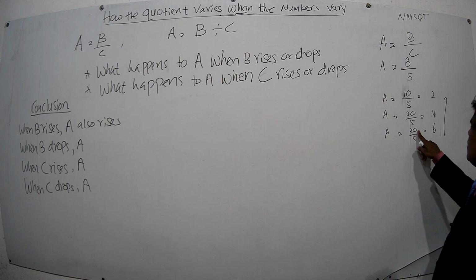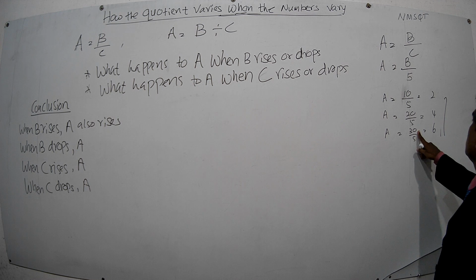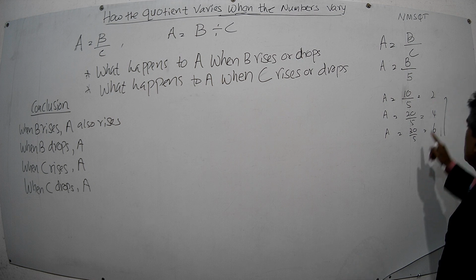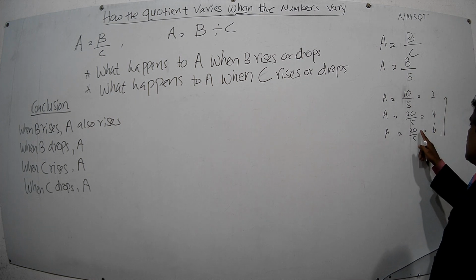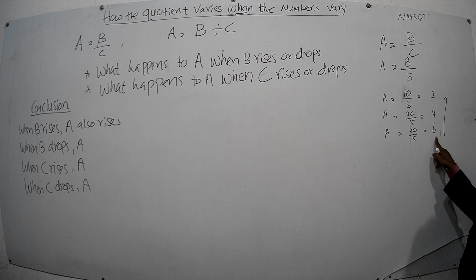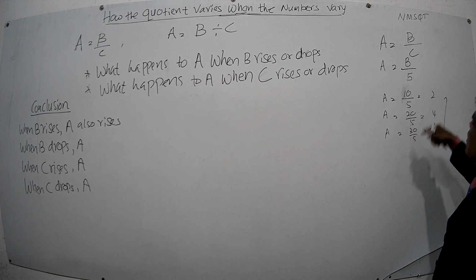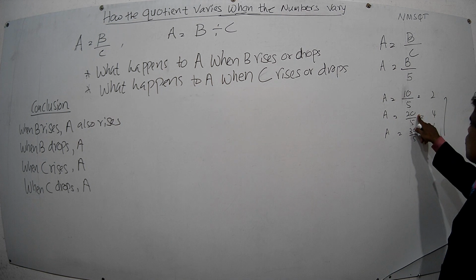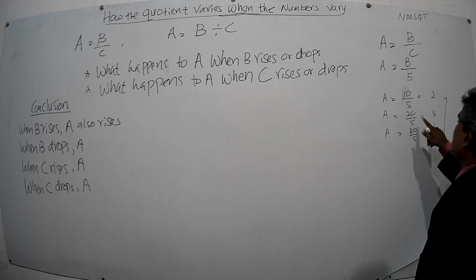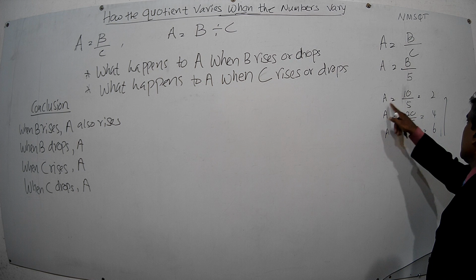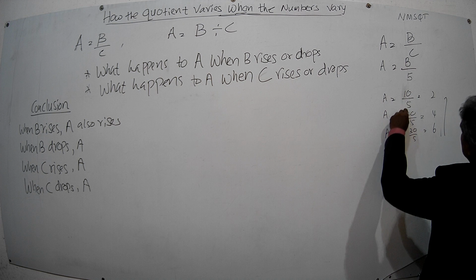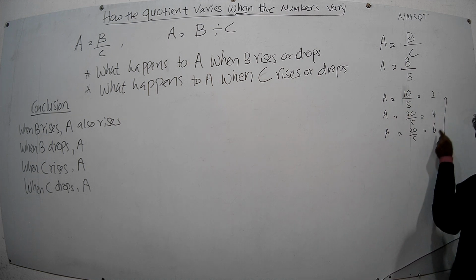When B is 30, A has become 6. Then again B has been decreased. When you go from top up, B decreases. Originally when B is 30, A is 6, the quotient is 6. When B is decreased further to 20, A is 4, the quotient is 4. When B is decreased further to 10, the quotient is 2. That means when B was decreased from 30 to 10, the quotient also decreased from 6 to 2.